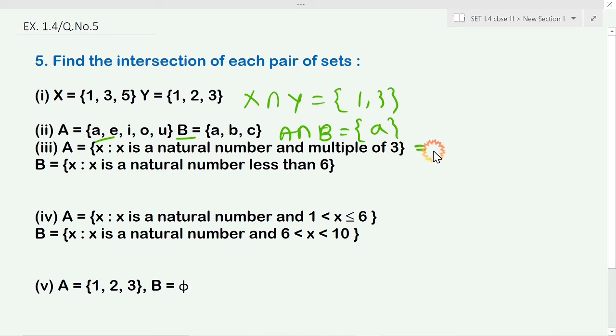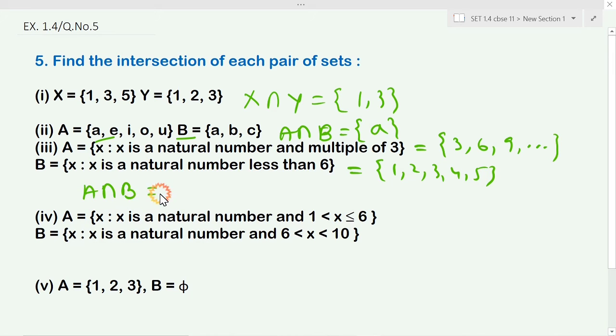Okay. Now this set equals, as you know, 3, 6, 9 and so on, and for this, 1 2 3 4 5. Okay. So A intersection B: the only common element between these two sets is 3. So A intersection B equals 3.